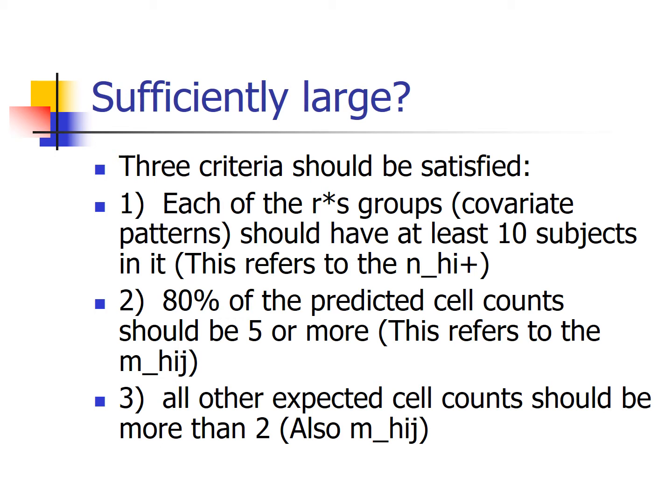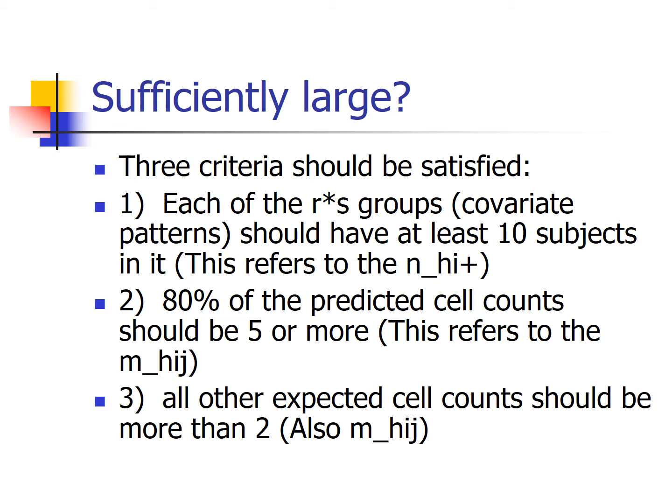All right. So I said if the sample is sufficiently large, it's going to follow this approximate chi-squared distribution. What are some nice rules of thumb? The underlying sub-theme of our class: how do we define sufficiently large? There are a few different things we want to check. The first is that each of the R by S groups, or more generally all the covariate patterns, should have at least 10 subjects in it.